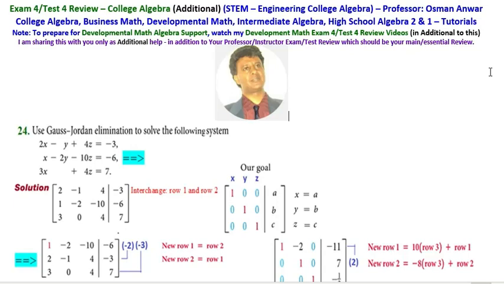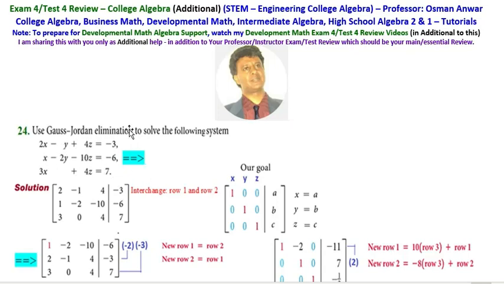Number 24 is another Gauss-Jordan elimination. So use Gauss-Jordan elimination to solve the following system. Except this one has 3 variables, 3 unknowns, and 3 equations. That is 2x minus y plus 4z equals minus 3, x minus 2y minus 10z equals minus 6, 3x plus 4z equals 7.